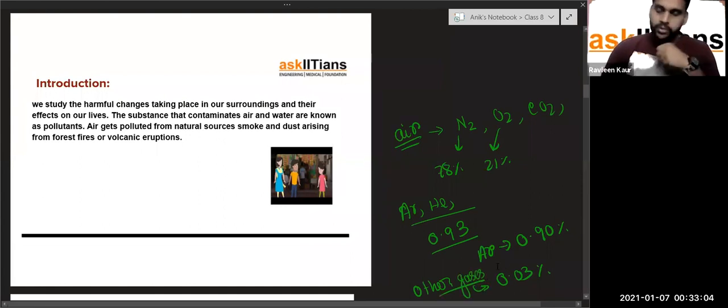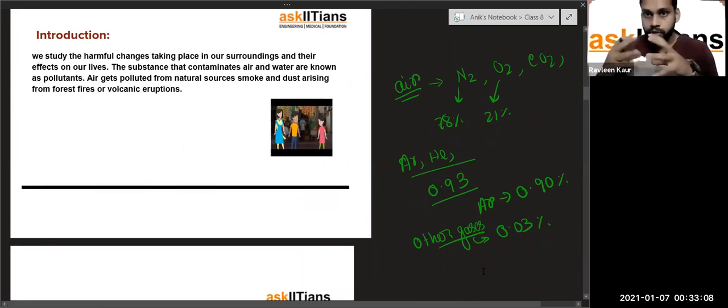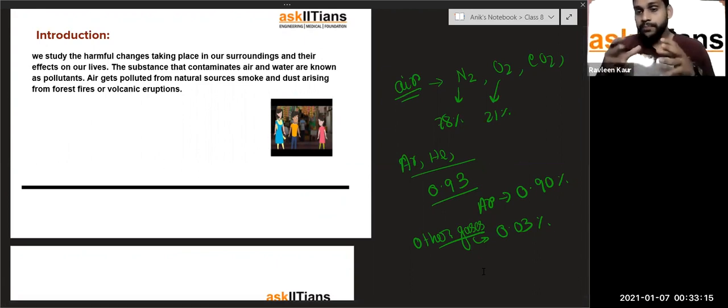So this was all about the composition, the proportion of the different types of gases in the air. Now you can see that when this proportion gets altered due to any reason, like if the amount of carbon dioxide or different types of gases gets increased, we can say that this is not good for our health. We have adapted ourselves to live in these proportions only.